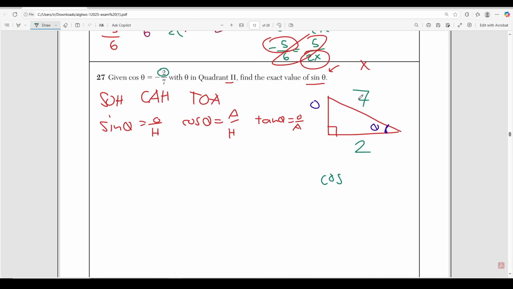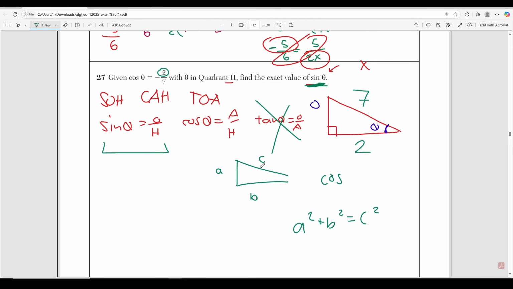So now I hope you guys see where I'm going with this. Because if I want to find the sine of theta, well, sine is equal to the opposite over the hypotenuse, which in this case we need to solve for. And if you remember anything from geometry, or if you took the SHSAT, you know that for a right triangle, a squared plus b squared is equal to c squared. So if you have a right triangle with sides a, b, and c, if you square these two sides and add them together, it's going to equal the hypotenuse squared.